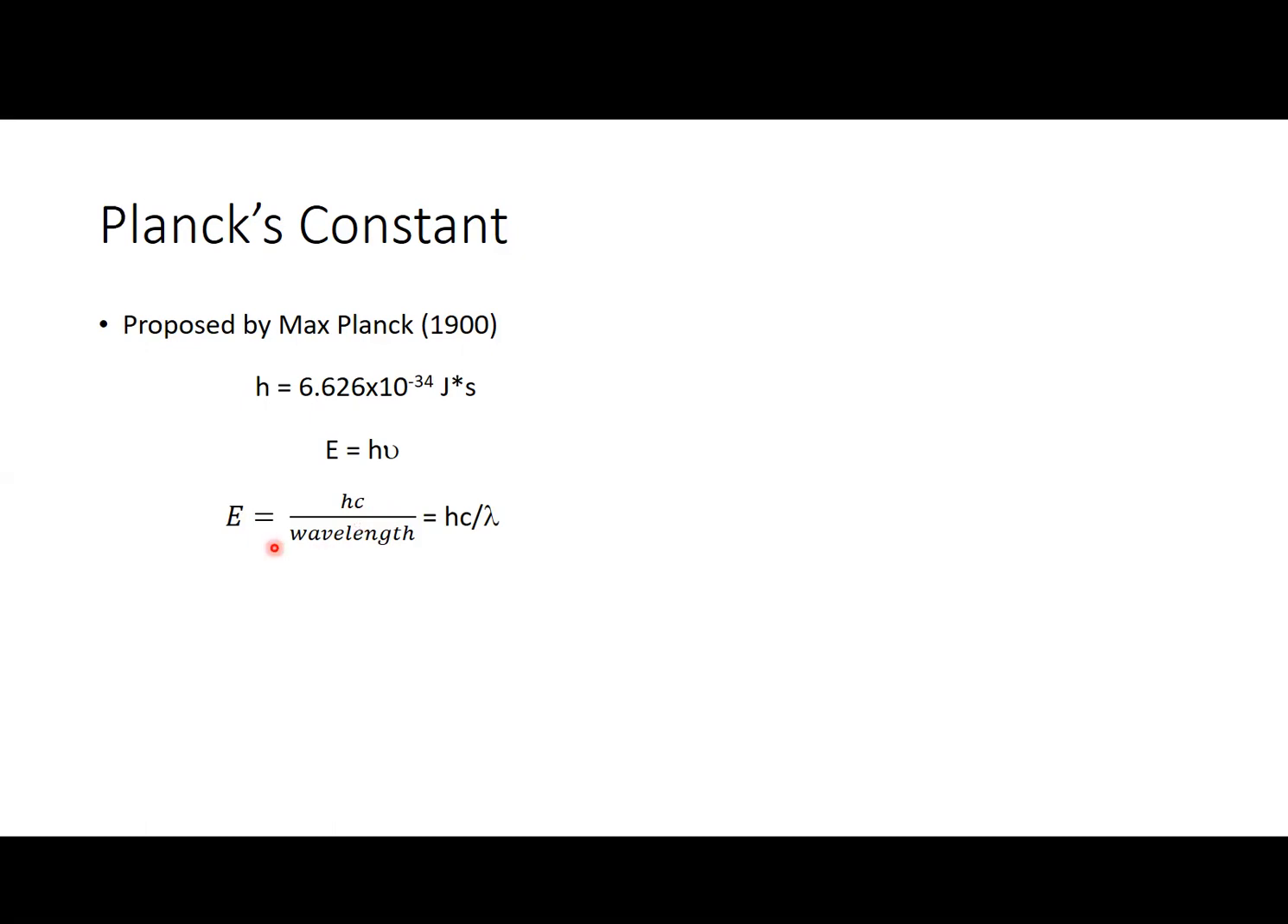So if I have a large wavelength, it means I've got a low energy. The denominator is big, so energy here is small. If I have a small wavelength, like X-rays, this number here is small, my denominator is small, so my fraction is big. So energy ends up going up or down with frequency.